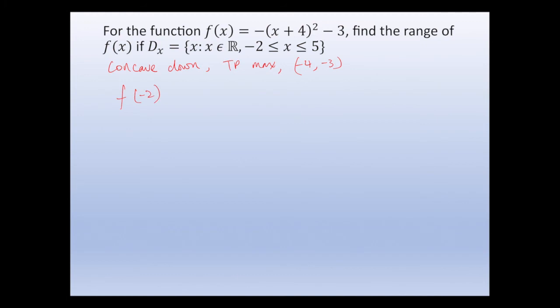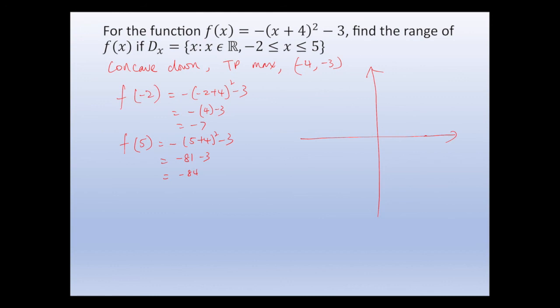When x is minus 2, which is the lower limit of the domain, this is actually minus (x plus 4) squared minus 3, which is minus 4 minus 3, which is minus 7. And when x is 5, we'll have minus (5 plus 4) squared minus 3, which is minus 81 minus 3 equals minus 84.